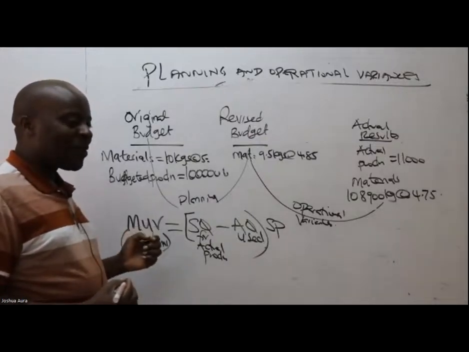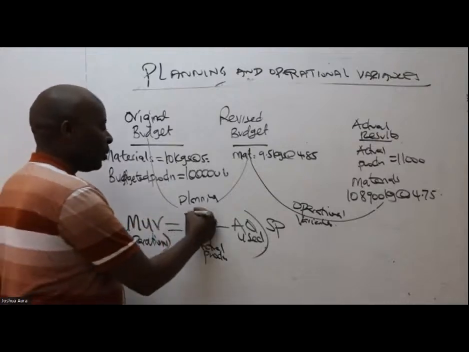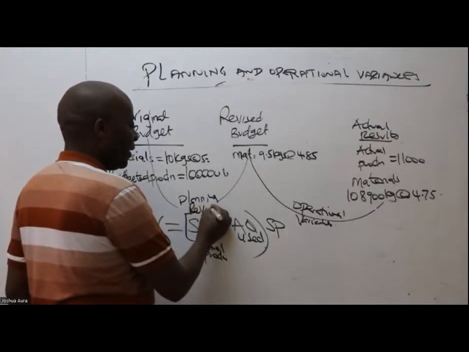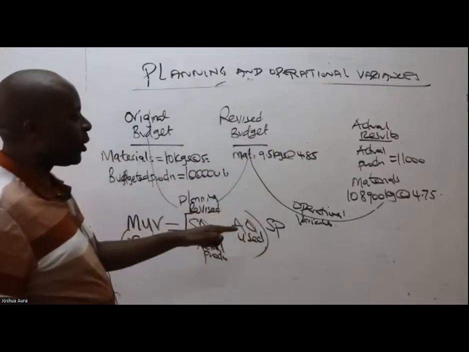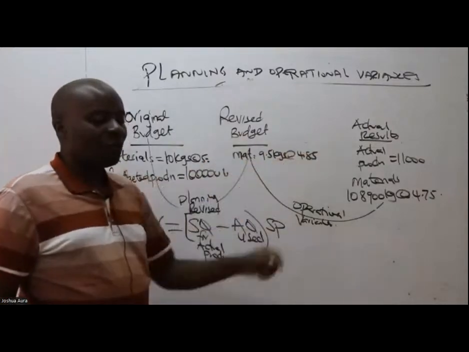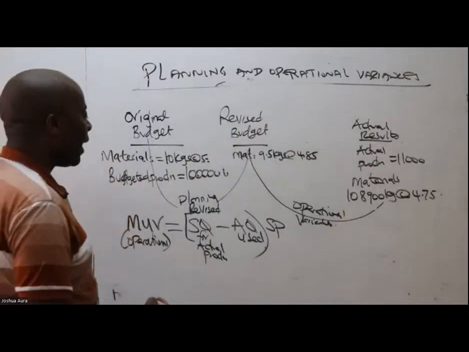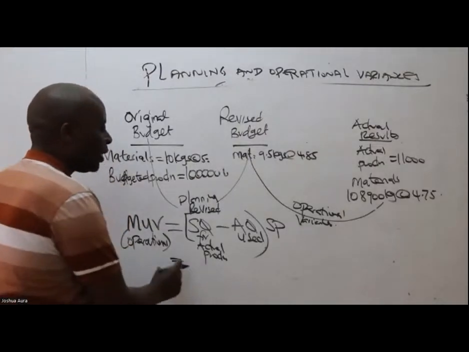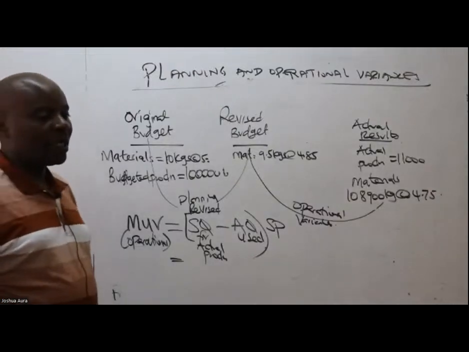So then go to the operational, go to the revised. So it means this has to be revised. This must be the revised standard quantity. Because during operations, we are comparing revised versus actual. So the revised standard quantity, are you able to see it? You can give me the figure.